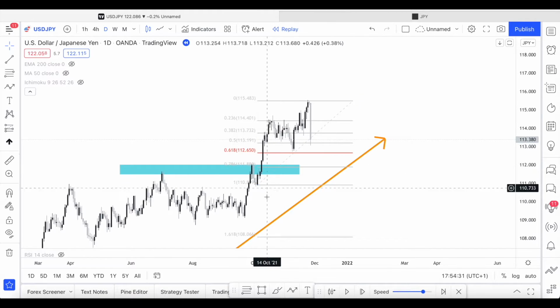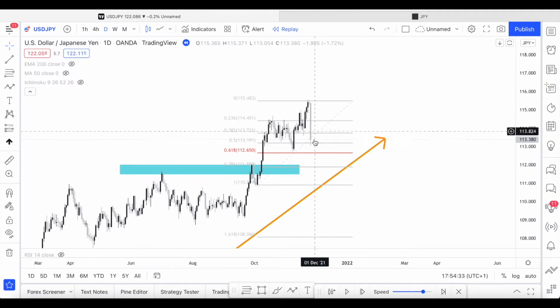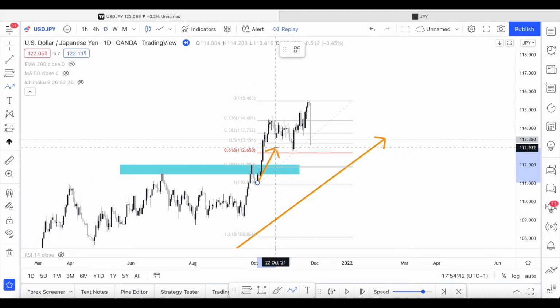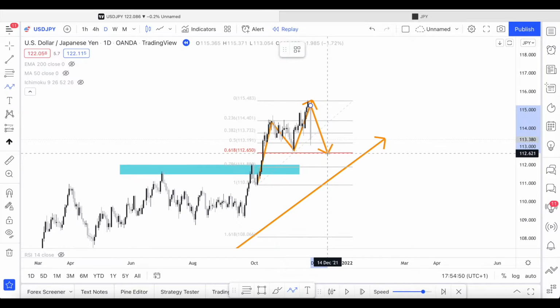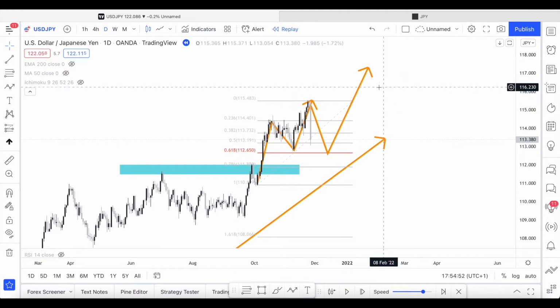Again, simple break and retest. We've broken above. Now we're looking for the resistance and then the continuation. So the break, the retest, and the continuation. For those of you that are new, we've had the break, because we've broken above this area here, and now we're looking for the retest of a major level and then continue to the upside.